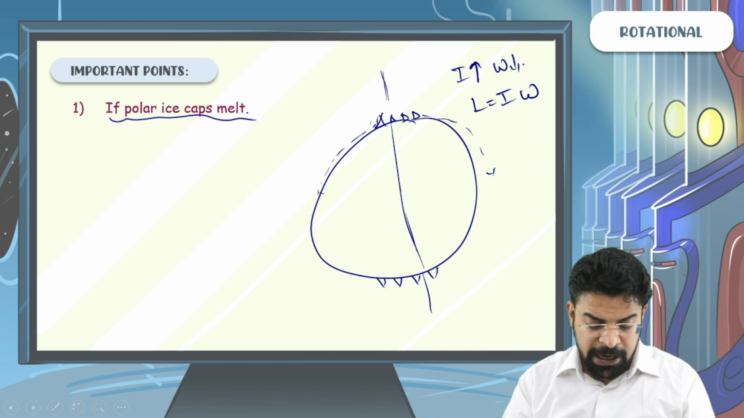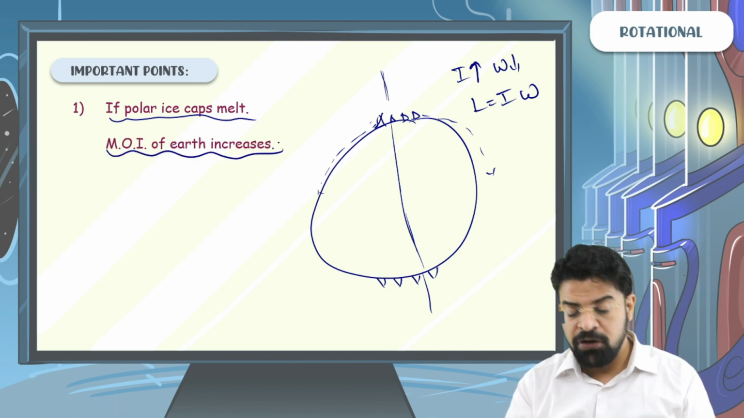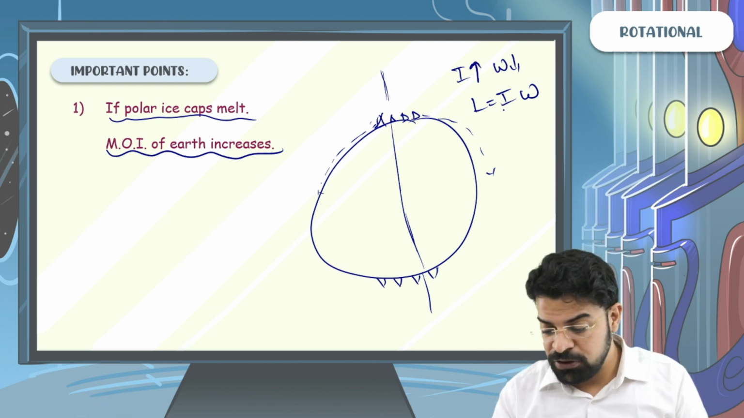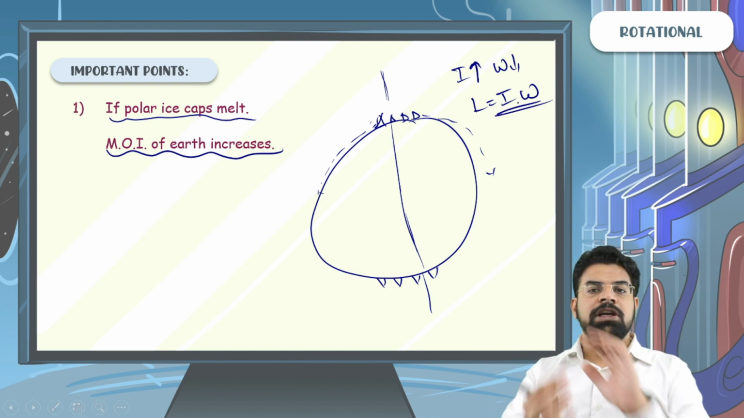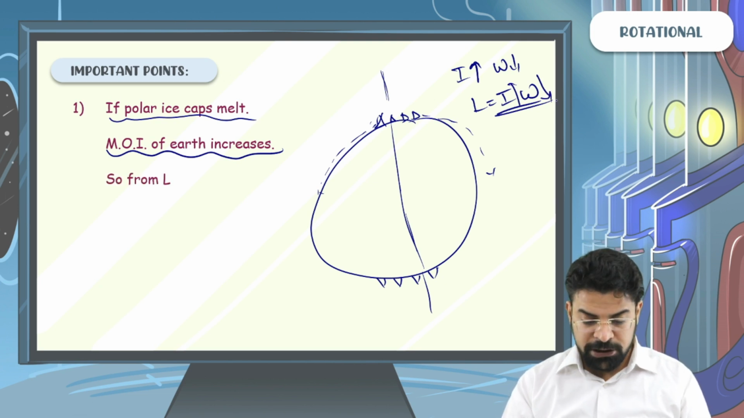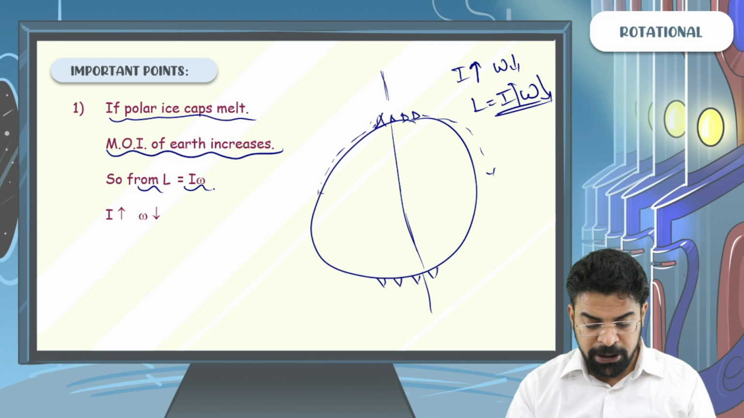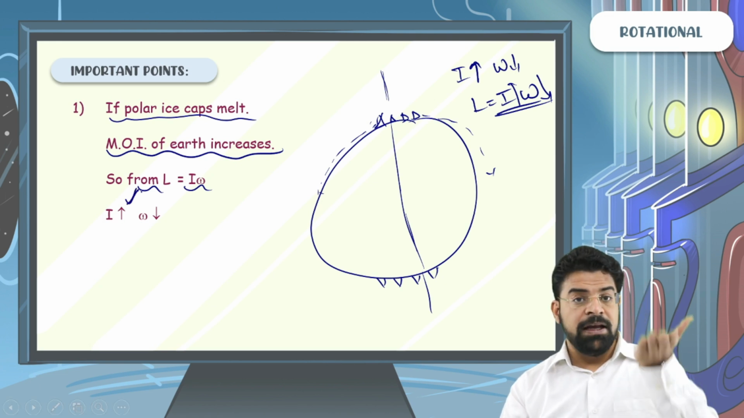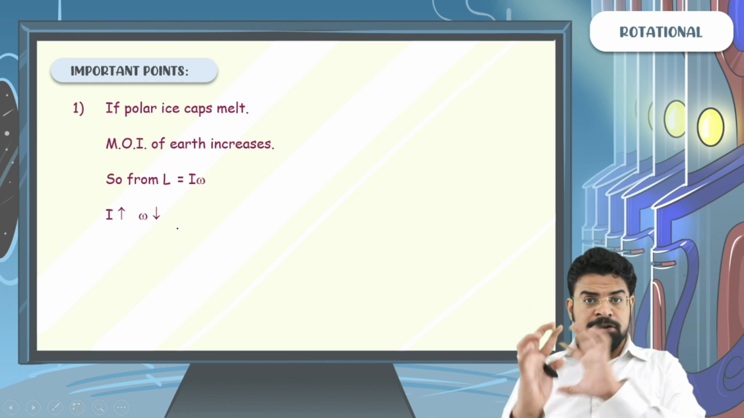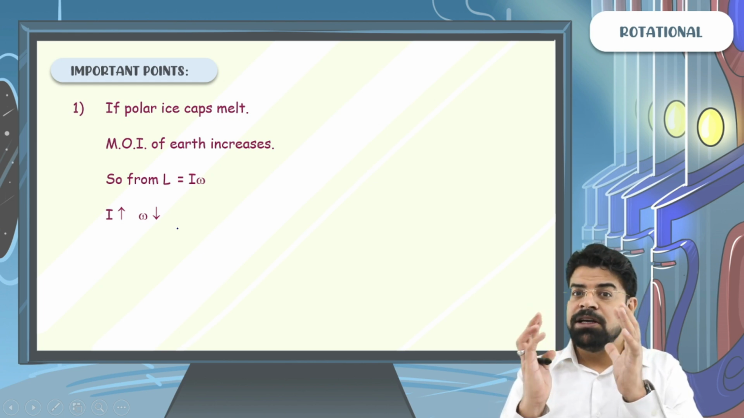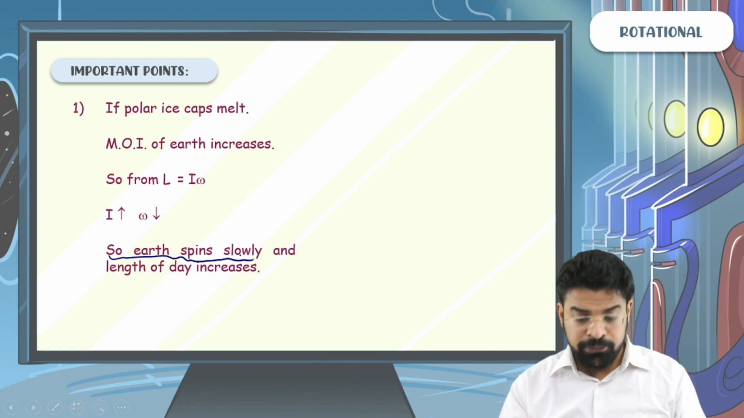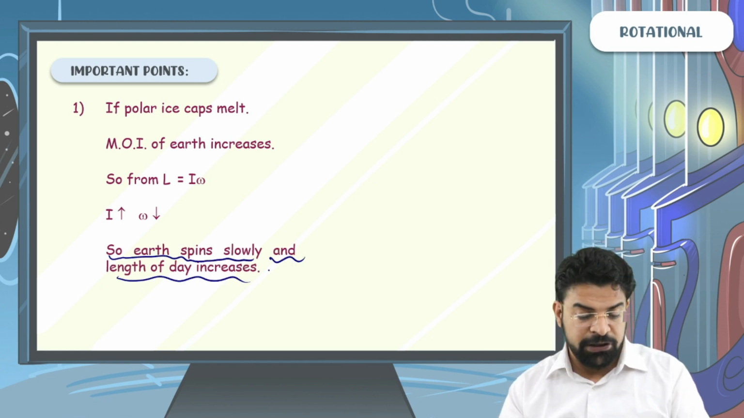So if polar ice caps melt, the moment of inertia of the Earth will increase. We know that angular momentum for a pure rotating body is I omega, so as the moment of inertia increases, omega will decrease. And if the omega of Earth decreases, then the Earth starts turning slowly. So the length of the day will increase. The Earth spins slowly and the length of the day increases.